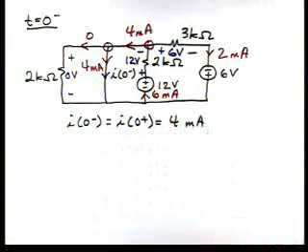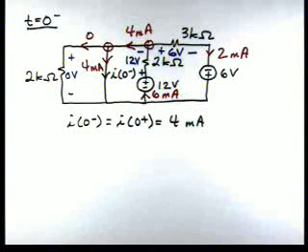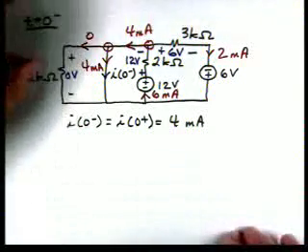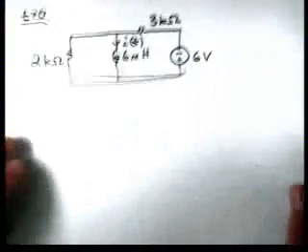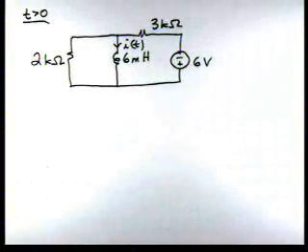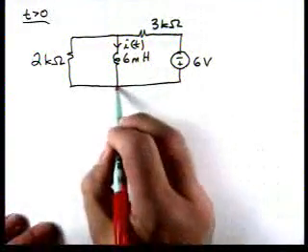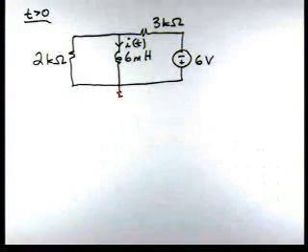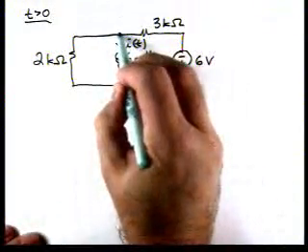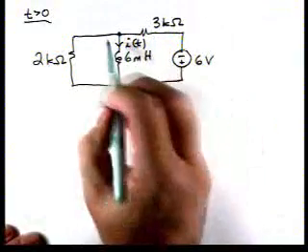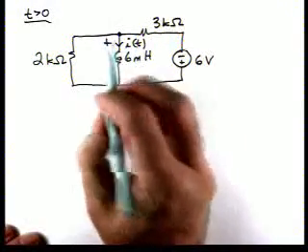Remember, this is continuity of current for our inductor, so when the switch moves, that current can't change in 0 time. Now, let's look at the circuit at t greater than 0. So now the switch is open. Here's our circuit. Let's define a reference node, and I'm going to define this voltage as v(t).